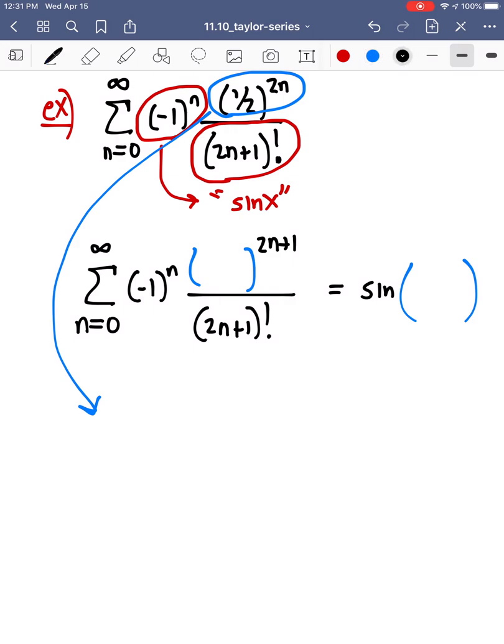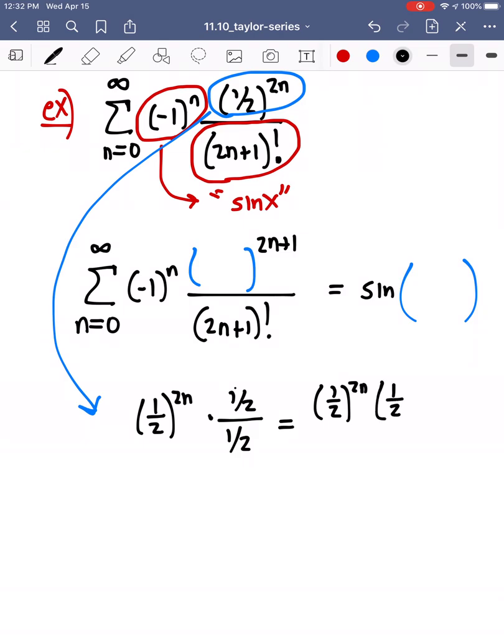So again, what we need is some quantity being raised to the 2n plus 1 power. So let's start off with this 1/2 to the 2n power. Now in math, one useful thing that we can do to increase a power by 1 is multiply this by a 1/2 over 1/2. What this does for us is basically say, okay, I have a 1/2 to the 2n power times a factor of 1/2 to the first. And of course, we have that division by 1/2 because we introduced that other 1/2 in the numerator.